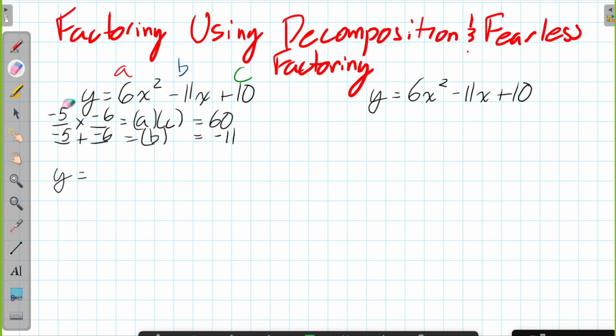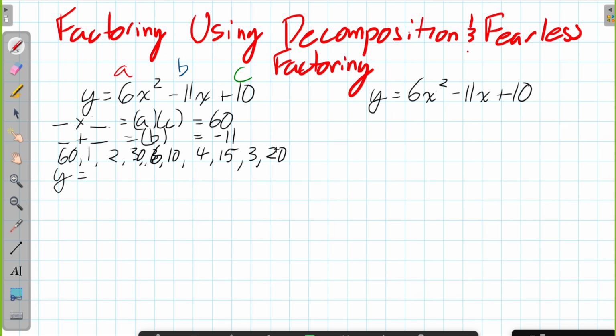Let's find another pair of factors here. Keep thinking with me. I was thinking 30, 12 and 5. No, maybe we better write them out. Let's start writing them out: 60 and 1, 2 and 30, 3 and 20, 4 and 15, 6 and 10.